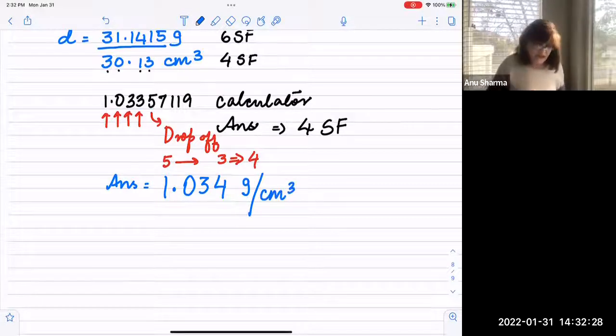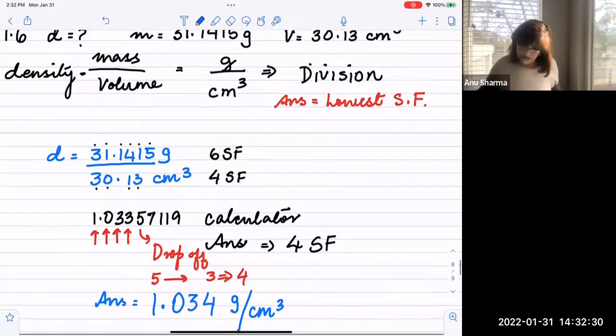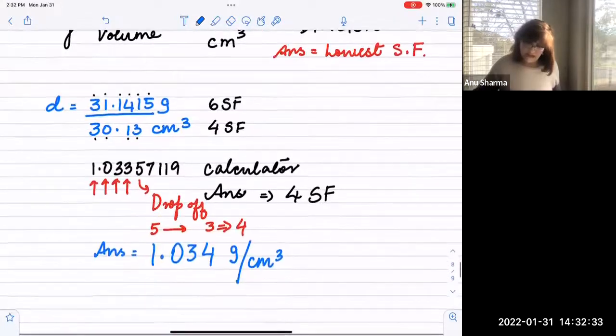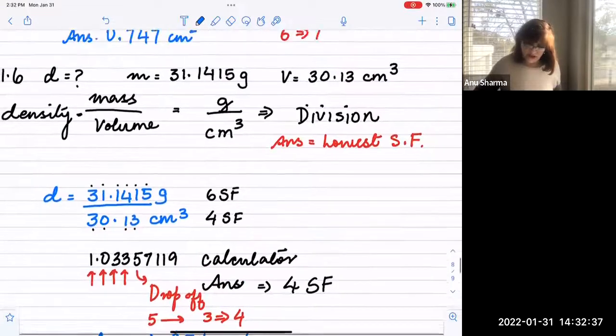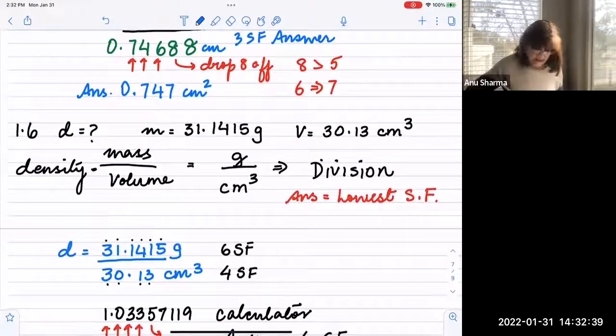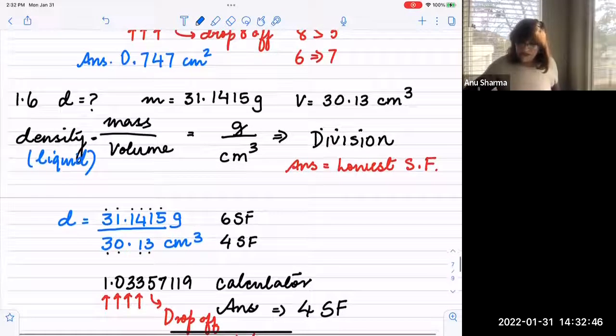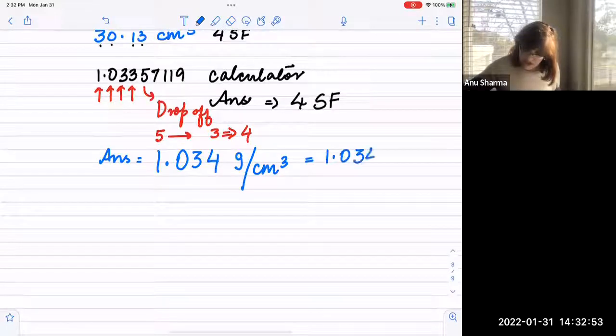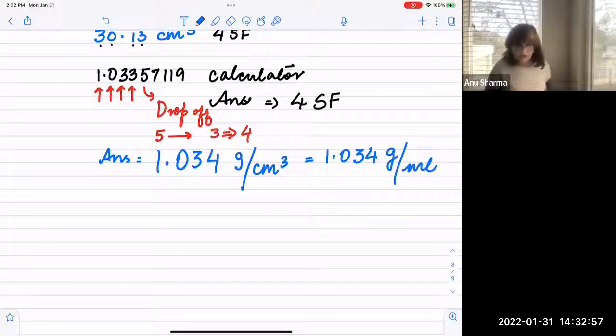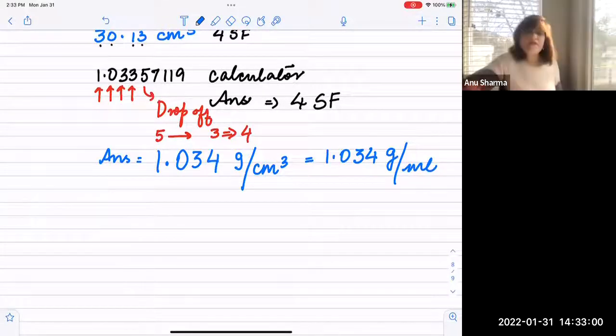That's the density, or was it milliliters? Centimeter cube and milliliters are the same thing. But here's another thing, because the question is asking, what is the density of the liquid? Even though this is given in centimeter cube, which is fine, the real unit for liquids is milliliters, okay, grams per milliliter. All right.